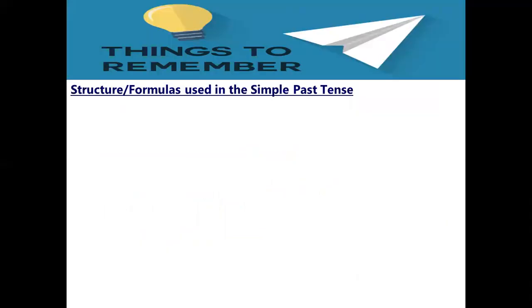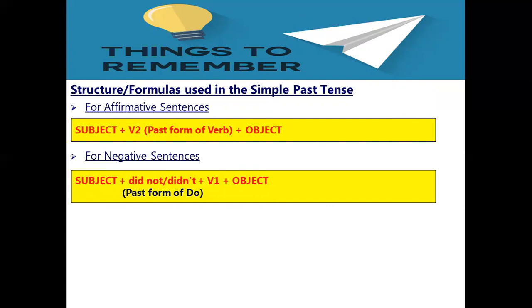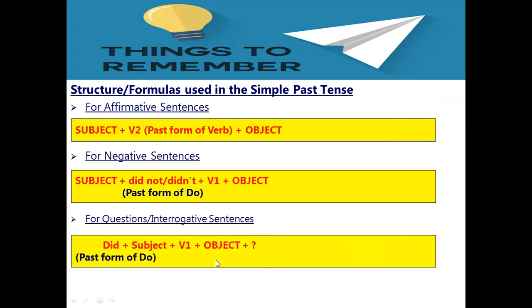Getting it? So, things to remember here in this slide. The structure formulas used in the simple past tense are: please take a screenshot or write it down in your English grammar notebook. First is for affirmative sentences. Which formula do we use? Subject plus V2 plus object. For negative sentences, the formula is subject plus did not or didn't plus V1 plus object. The formula for question, interrogative sentences in simple past tense, is did plus subject plus V1 plus object plus question mark. Please learn all these formulas and try to make your own sentences.